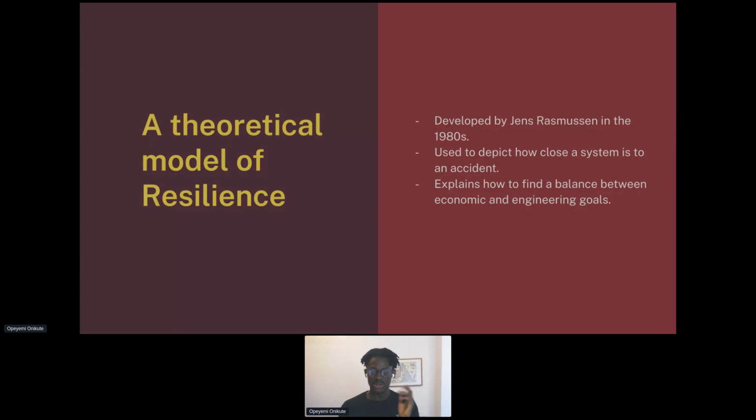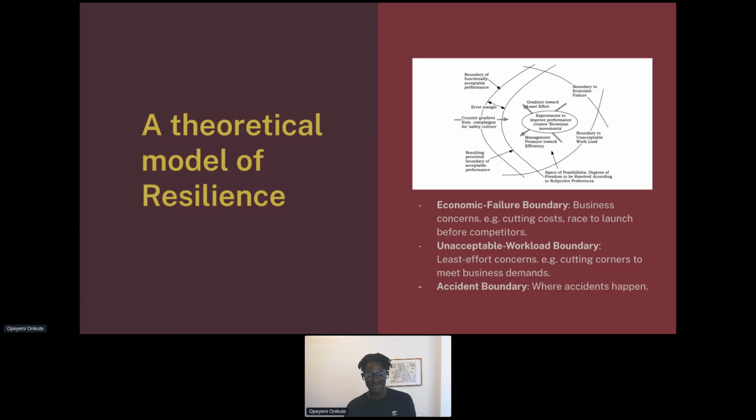You can also use this model when you're trying to convince your company to design an incident response process. So this is what the model looks like. Sorry if the diagram is a bit small, I have edited diagrams in the next slides. So there are three boundaries, right?